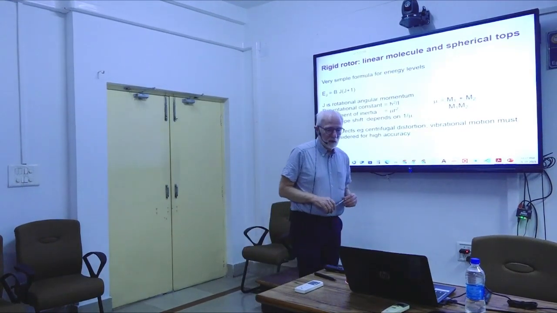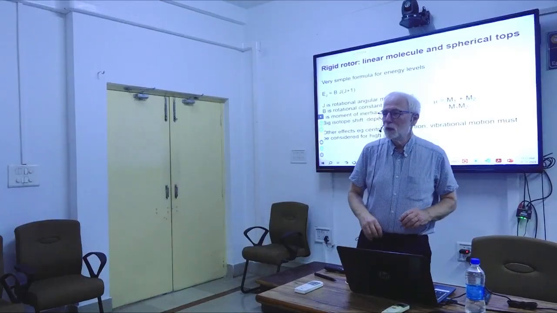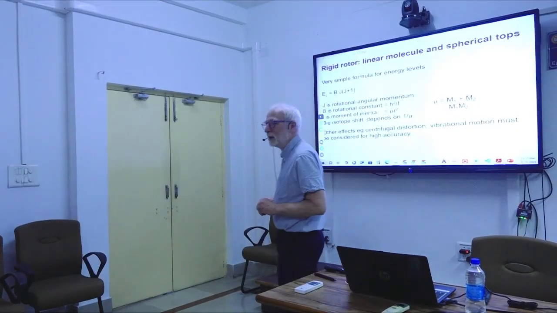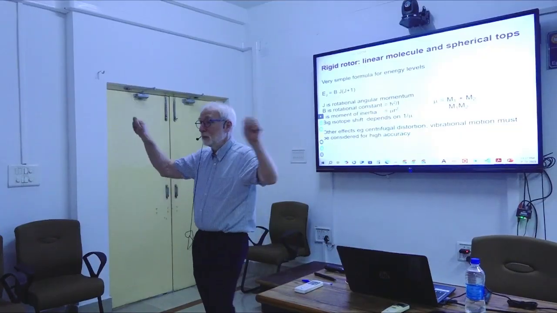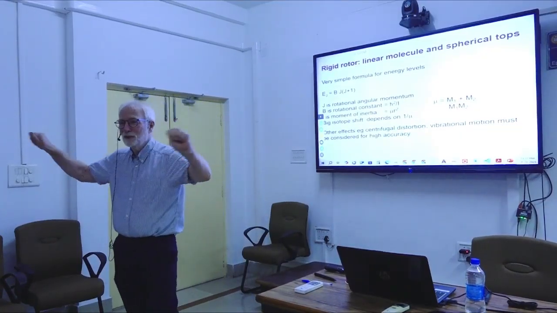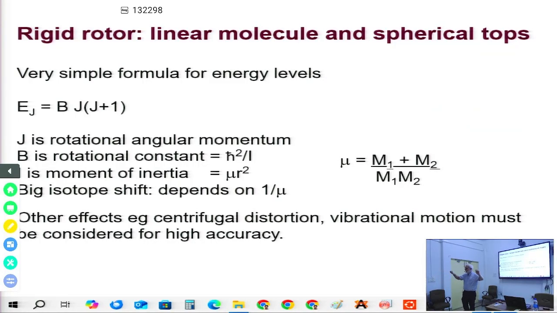Now, in practice, it's not quite true to say molecules are rigid. There are at least two other effects you need to consider. They vibrate, and we're going to come to that in the next series of lectures. I put this R as a constant. It's actually an expectation value of the bond length as the molecule vibrates. So as you change the vibrational state of the molecule, that expectation value changes.